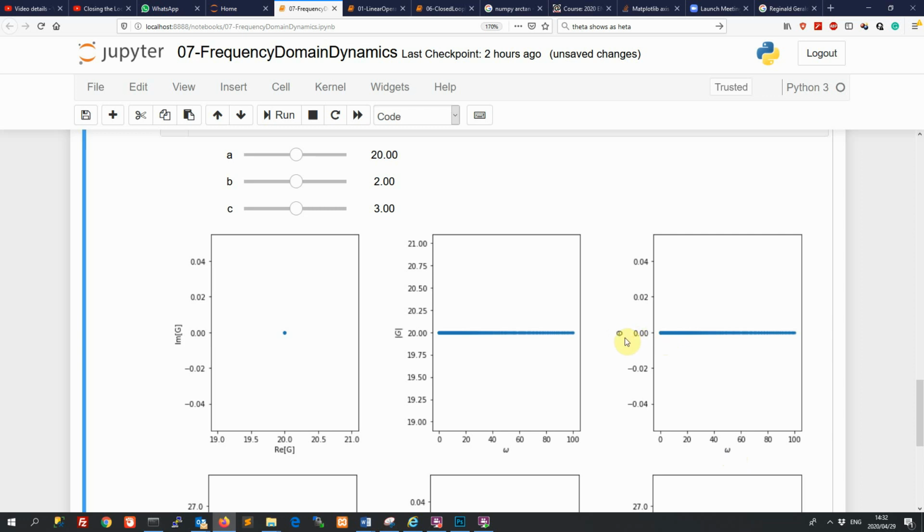So g is a constant on the positive real axis, and so the angle is always going to be 0. On a plane like this, we can imagine 0 is somewhere down here, and so from that 0 to this point, the angle is 0. So the angle stays on 0 no matter what frequency we apply. So that's how g is varying with omega in this case. That's a kind of boring result.